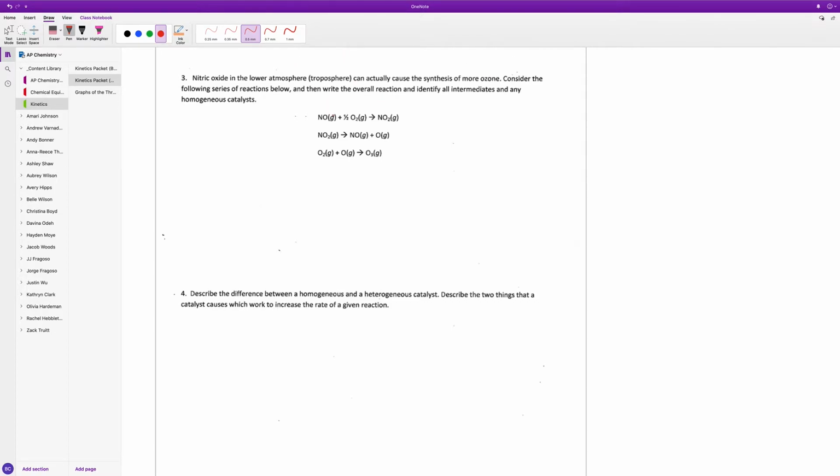We're going to write the overall reaction. So what are the things that are going to be canceling out in a mechanism? It's going to be the catalysts, if there are any, and the intermediates. Okay, so nitrogen dioxide canceling out, monoatomic oxygen canceling out, and that appears to be it. Oh no, and then the NO as well.